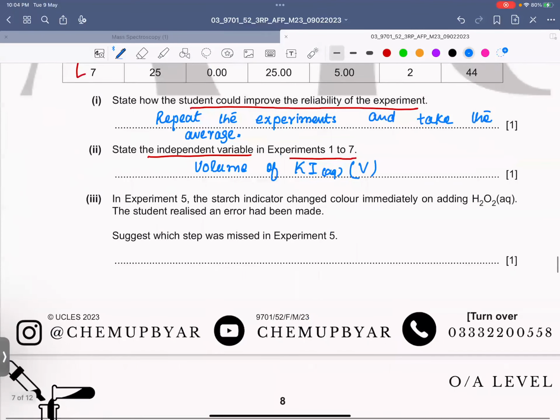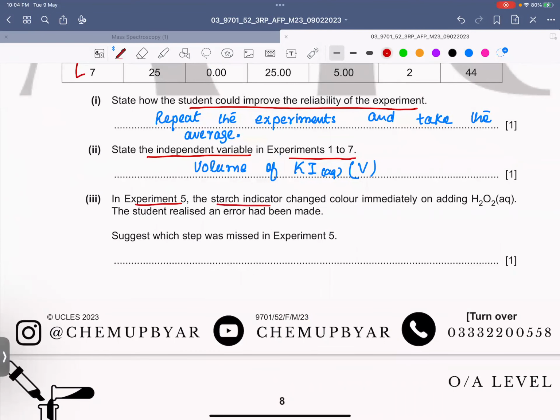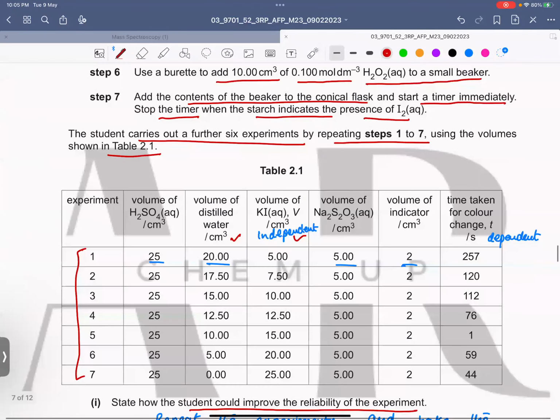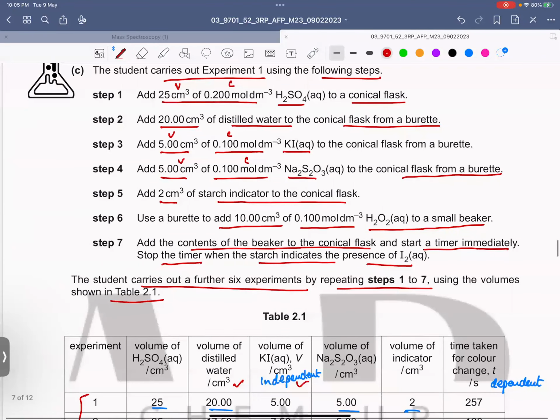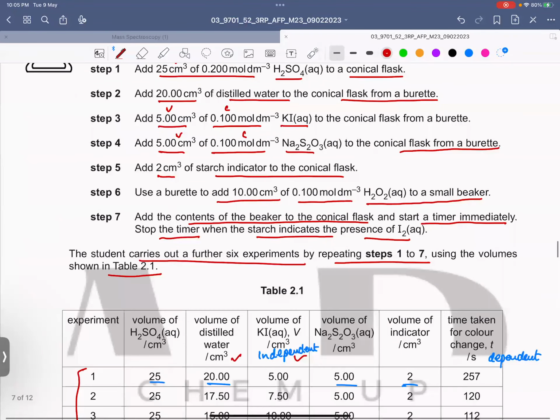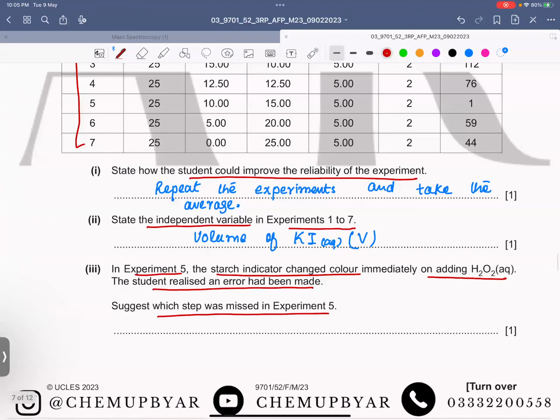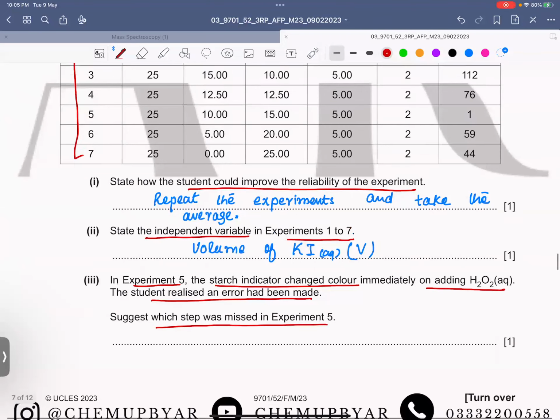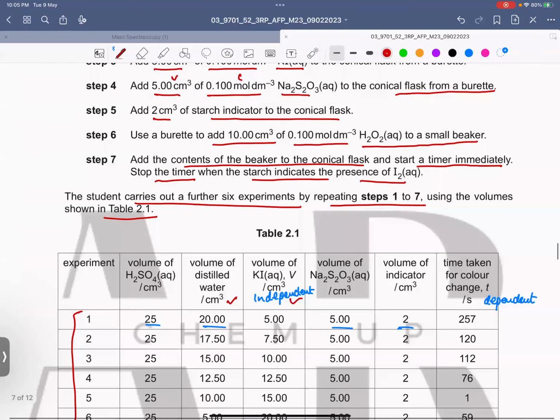Okay. So in experiment 5, the starch indicator changed color immediately on adding hydrogen peroxide. The student realized an error had been made. Suggest which step is missed in experiment 5. So here you have our steps. Now, what step have you missed? Because on adding H2O2, the color changed immediately.